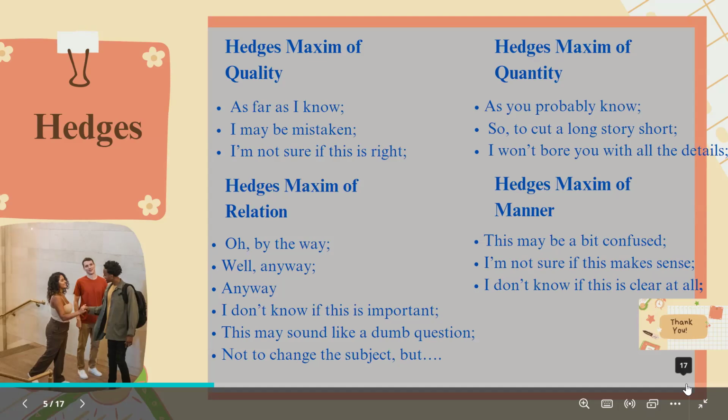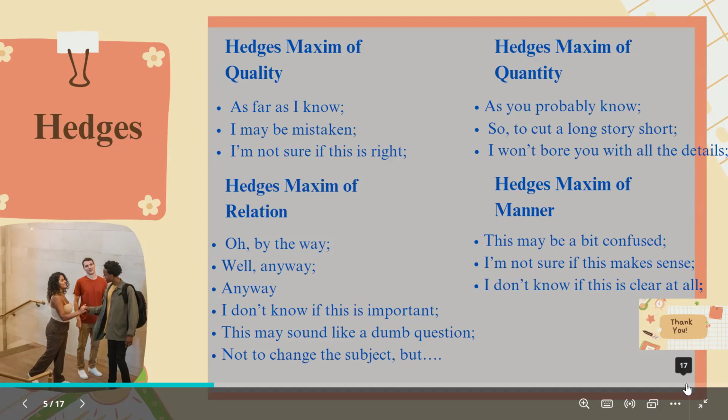The second is hedges of the maxim of quantity: as you probably know, so to cut a long story short, I won't bore you with all the details. For example, as you probably know, I am terrified of bugs. So, to cut a long story short, we grab our stuff and run.